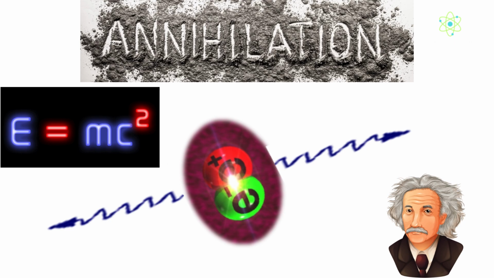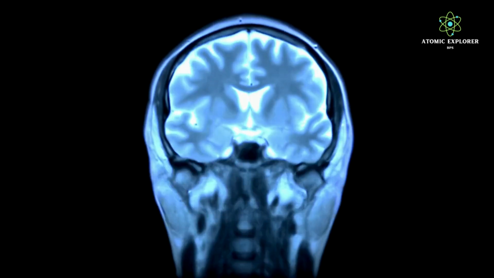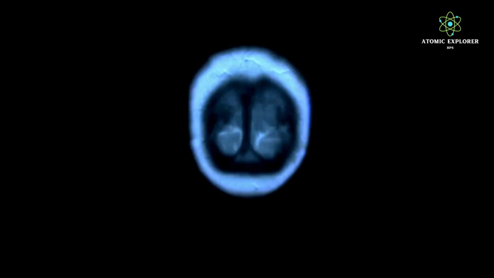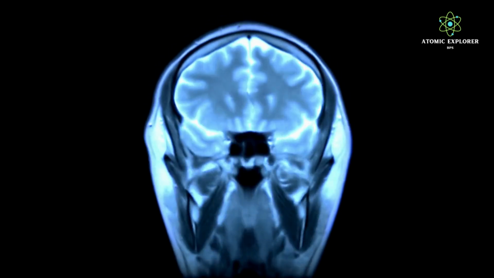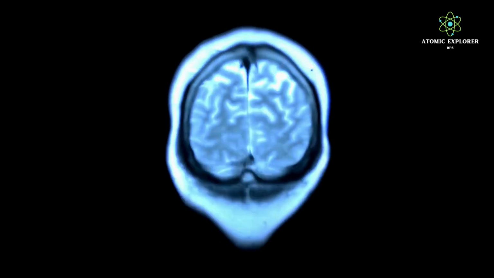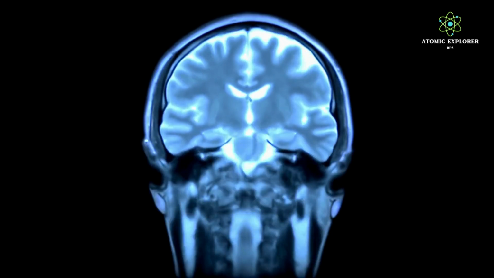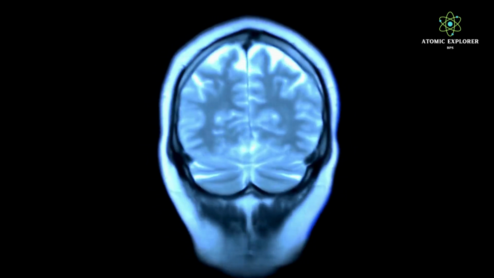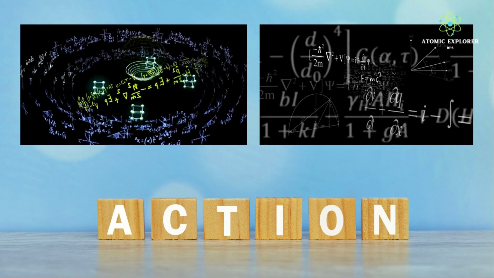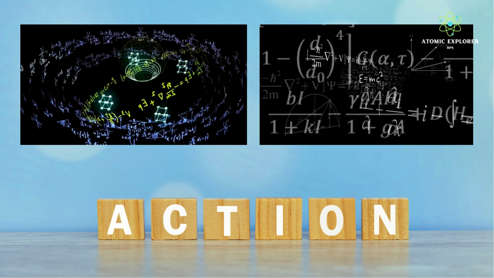These two gamma photons travel in opposite directions to conserve the momentum. This annihilation process is fundamental to PET scans as it allows us to detect these gamma photons and create detailed images of metabolic processes in the body. It's like watching nuclear physics in action right within the realm of medical diagnostics.